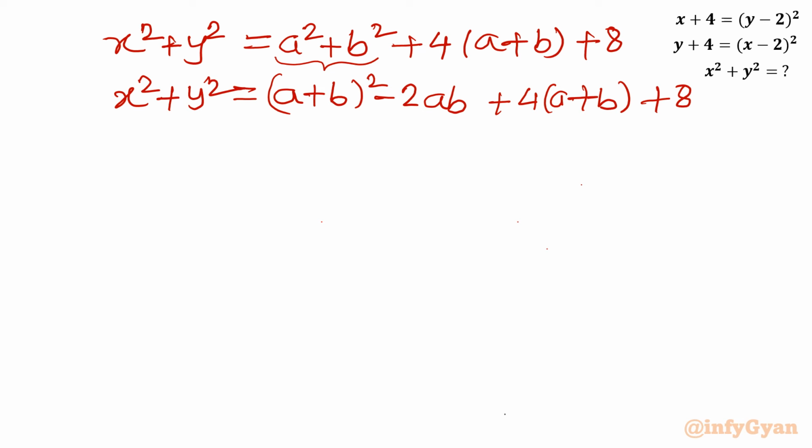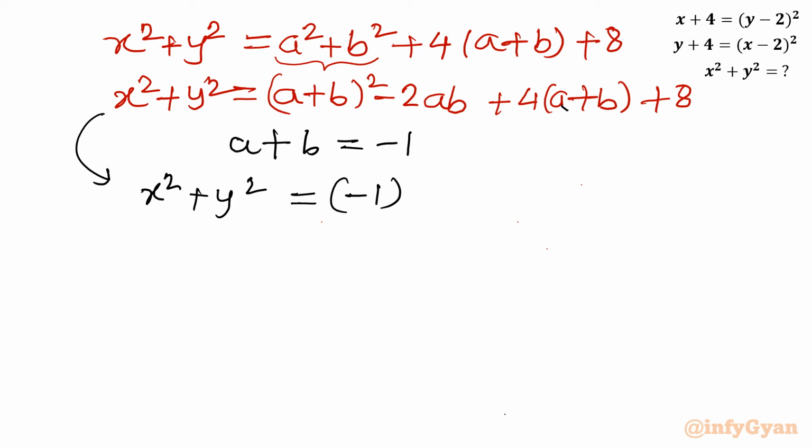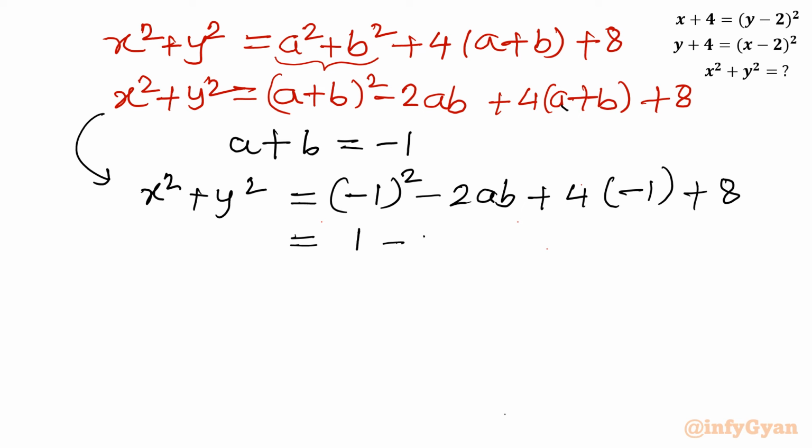Now remember x plus y was negative 1. That was a plus b was actually negative 1. So let us put a plus b equal to negative 1 straight away. So I will write x square plus y square equal to negative 1 square minus 2ab plus 4 times negative 1 plus 8. So I can write 1 minus 2ab minus 4 plus 8. So 8 plus 1 is 9. 9 minus 4 is 5. So this will become 5 minus 2ab.